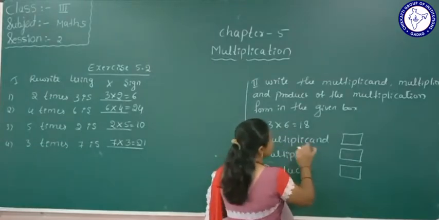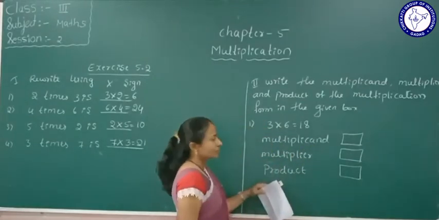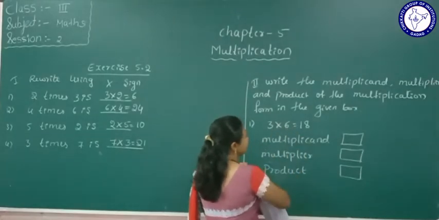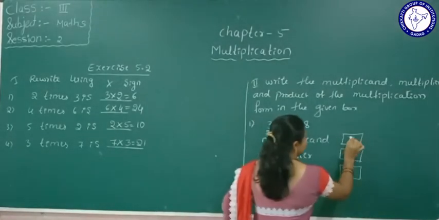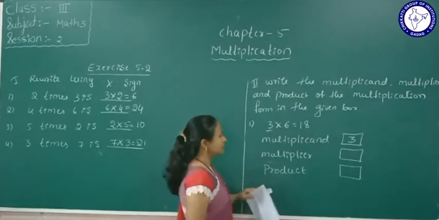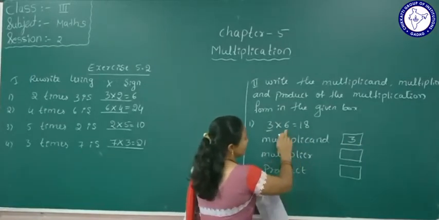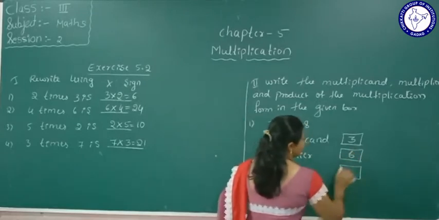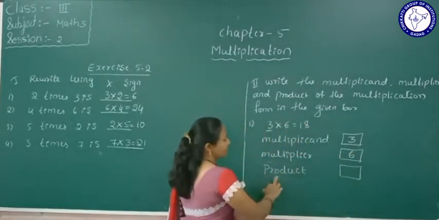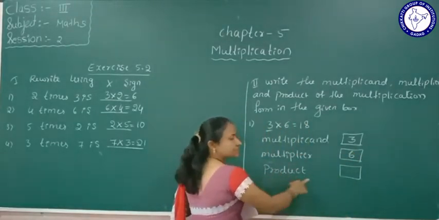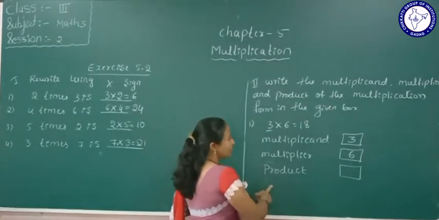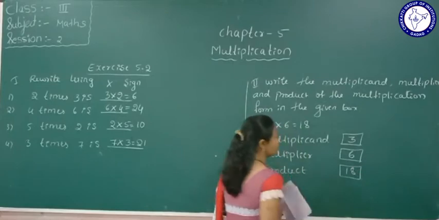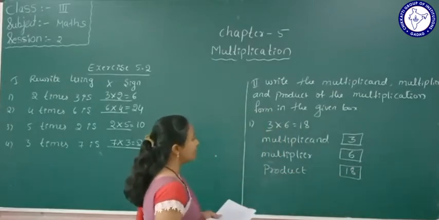Here see students, which is the multiplicand now? In these, which is the multiplicand? 6 or 18 or 3? Yes, 3 is the multiplicand. Okay, and which is the multiplier? 6 or 18? Yes, 6 is the multiplier. Then next one, product. Product means result, we can call this one. So the result is how much here? 18 is the product. Understood students? So 18 is the product.